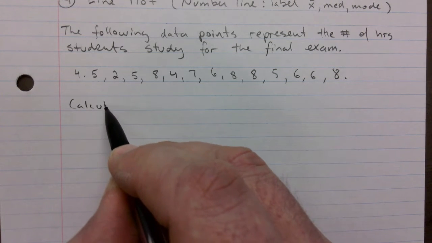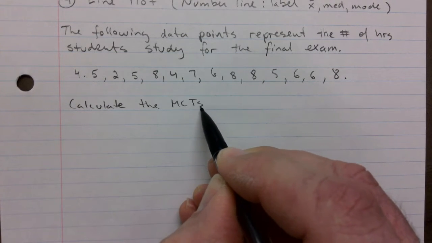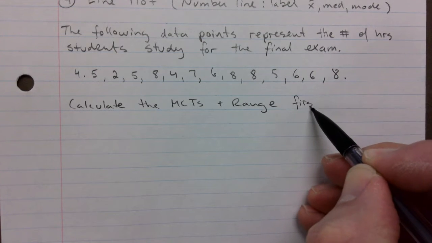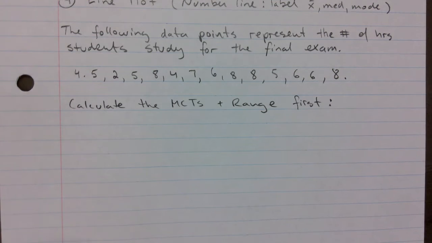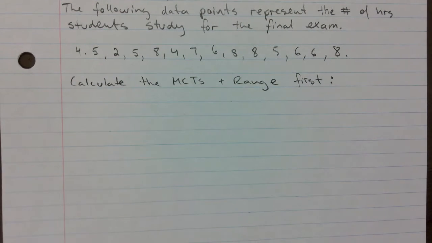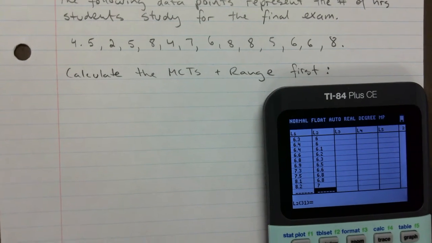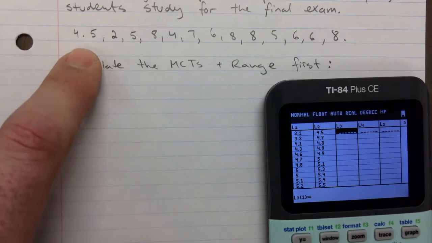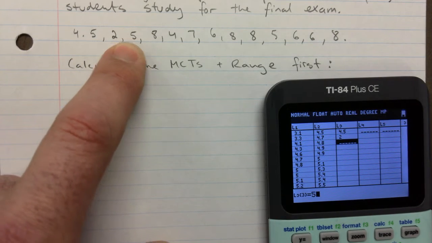calculate the MCTs plus the range first. That's what I would say. You're going to need to do this anyways. You might as well get it out of the way. Okay, so let's go ahead and do that. I think I'm going to put everything into L3 and leave L1 and L2 for now. I might use it again.